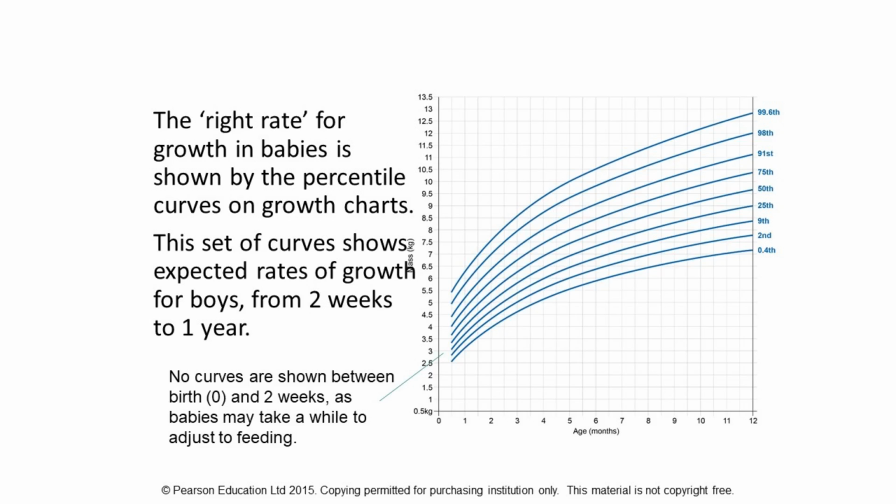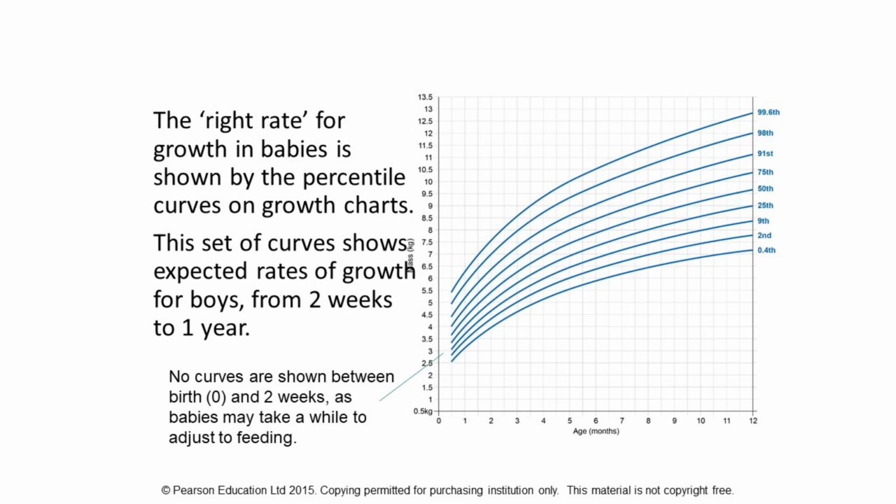And the easiest way to think of this is to look at the 50th percentile. So if you find the line on that graph that is labelled on the right hand side 50th, we can say that 50% of babies will grow and develop below that line, and 50% of babies will go at or above that line.